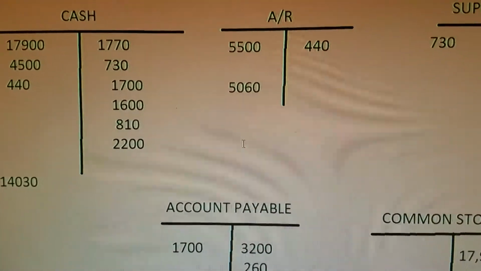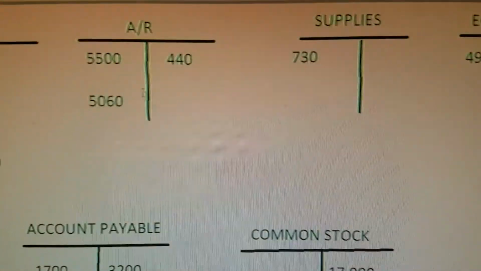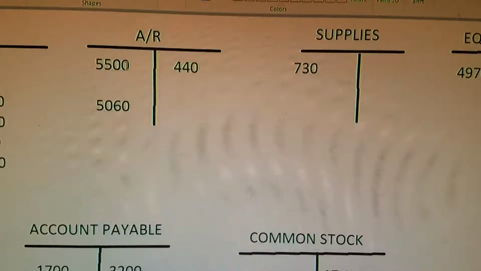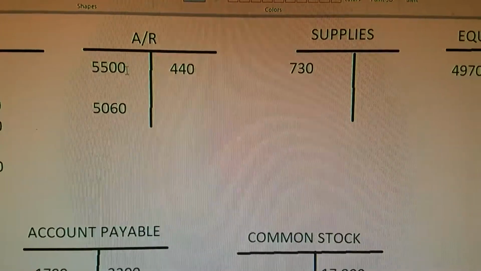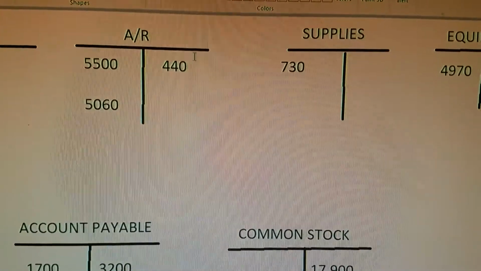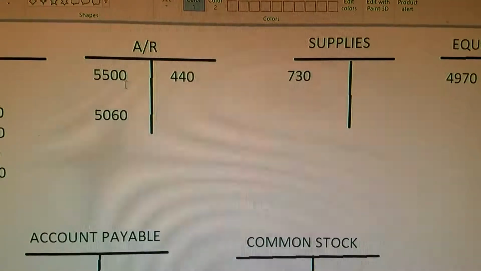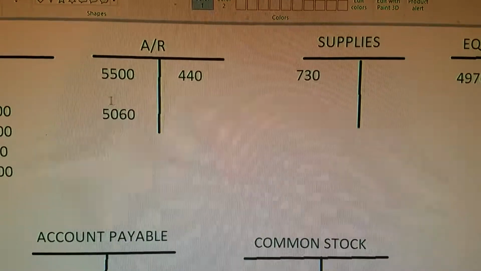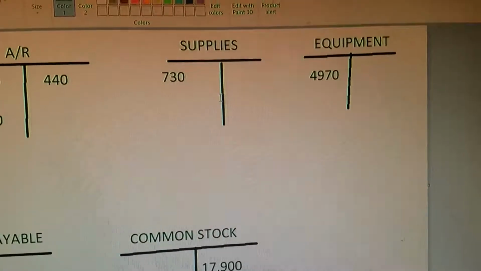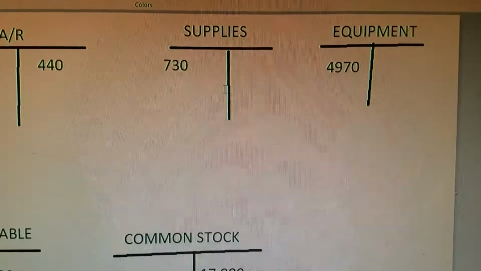So we also repeat the same steps with the other accounts. With accounts receivable, we have 5,500 money going into the account, and this 440 is money that was already paid, so it's discounted from the total. So our new balance is 5,060. With supplies and equipment, there's only 1 transaction, and it's recorded as a debit because it's in favor of our company.